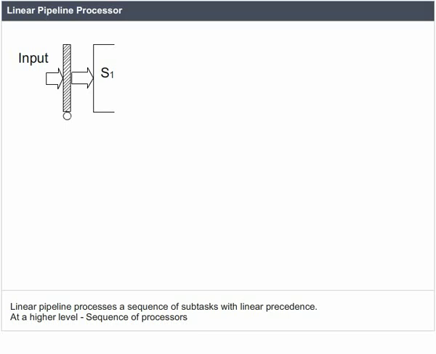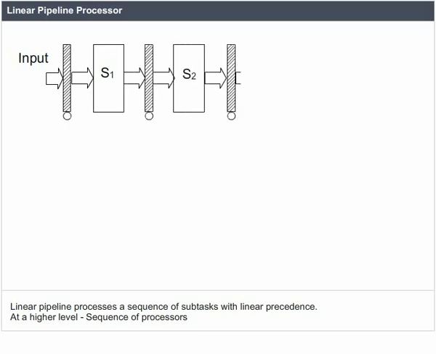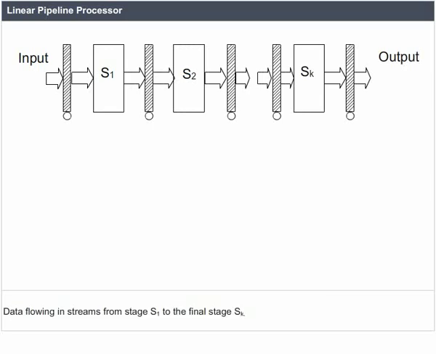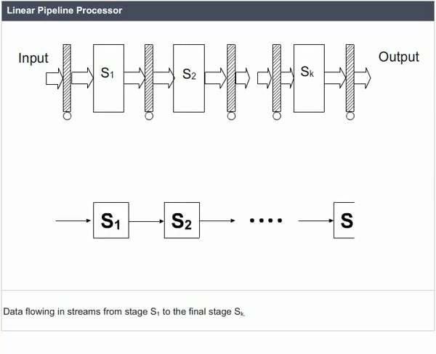Linear pipeline processor. A linear pipeline processes a sequence of subtasks with linear precedence. At a higher level, it is a sequence of processors, with data flowing in streams from stage S1 to the final stage Sk. Control of data flow can be synchronous or asynchronous.